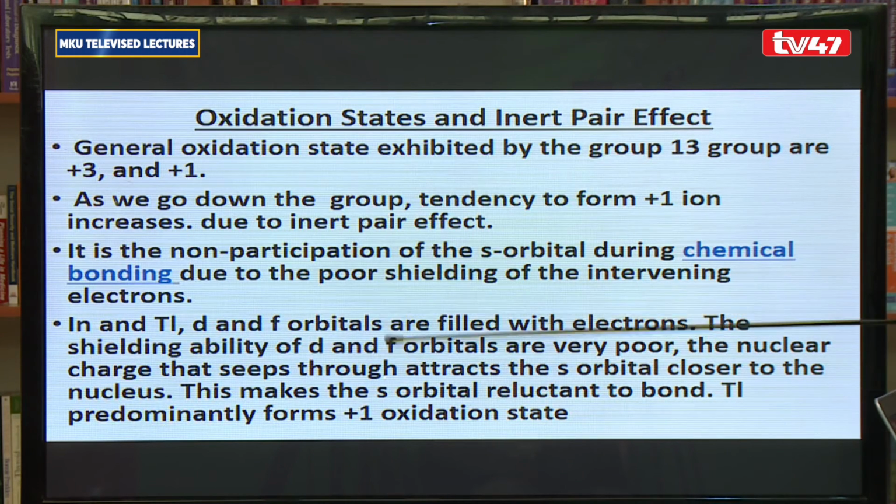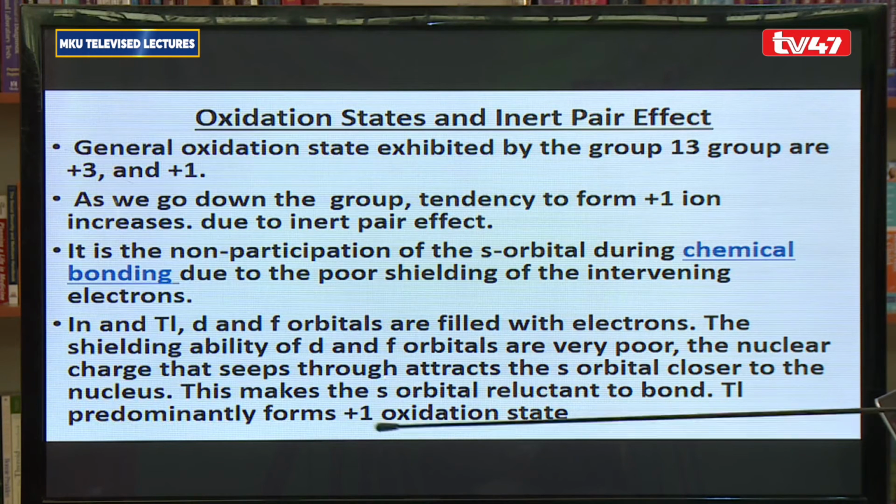Now in thallium, d and f orbitals are filled with electrons, and the shielding capacity of the d and f electrons is very poor. Therefore, the nuclear charge is able to seep through and attract the s orbitals closer, making the s orbitals reluctant to bond.